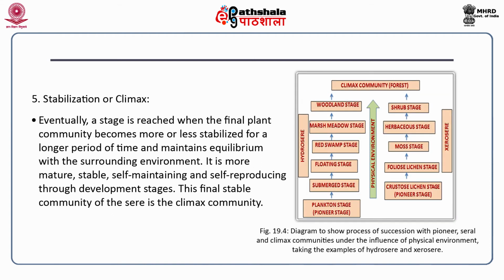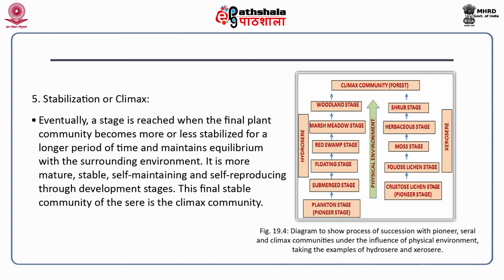This diagram shows the process of succession with the pioneer, serial and climax communities under the influence of the physical environment, taking the example of hydrosere and xerosere. In case of hydrosere, the pioneer stage is the plankton stage, the next is the submerged stage, then the floating stage, then the reed swamp stage, then the marsh meadow stage, finally the woodland stage, and ultimately the climax community, that is a forest. Second, in case of xerosere, the crustose lichen stage is the pioneer stage, then the foliose lichen stage, then the moss stage, then the herbaceous stage, then the shrub stage, and finally the climax community, that is forest.